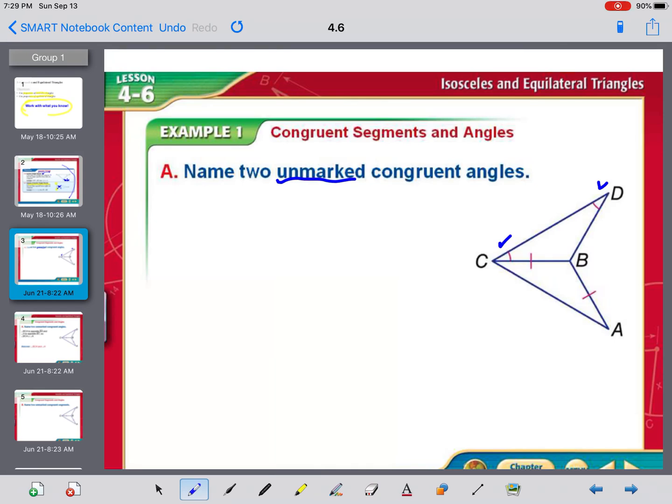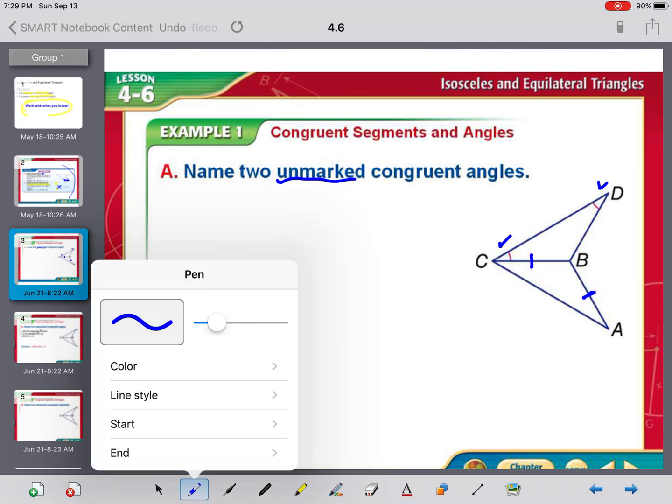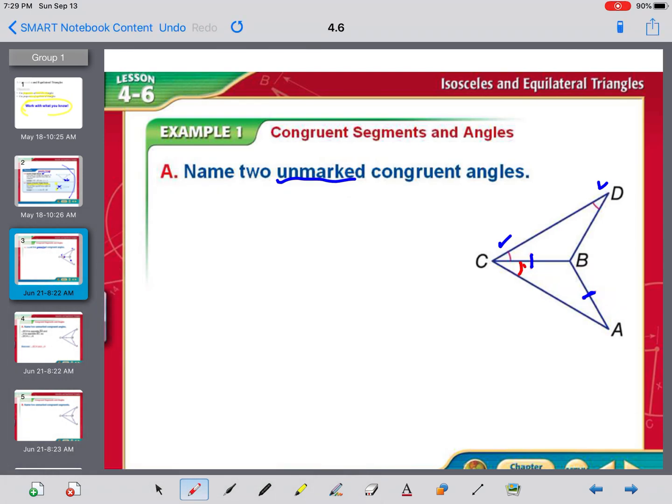So this says name two unmarked congruent angles. Now, it's got some marked congruent angles because they've told us that this angle is congruent to this one. Those are marked, but this says two unmarked. I would draw your attention to the fact that these two sides here are congruent, so the opposite angles are congruent.